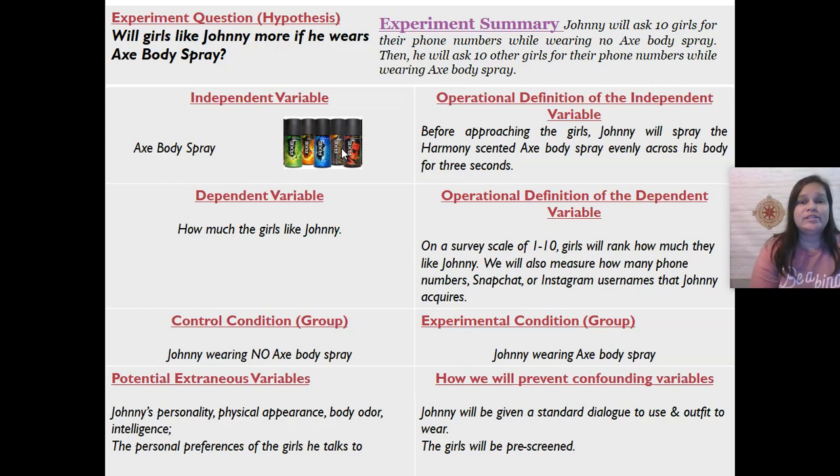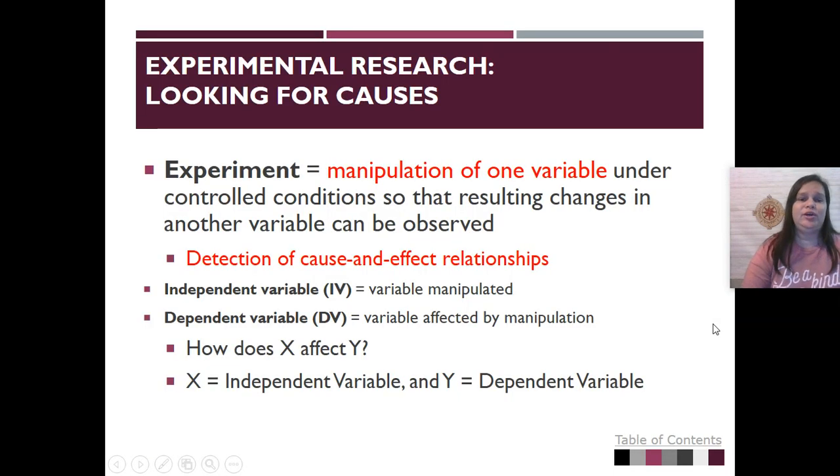We're also going to measure exactly how many phone numbers he got, but this is 2020, so girls may not give out their phone numbers. So maybe if they gave out their Snapchat info or their Instagram username or their TikTok address or anything like that, we would count that as them liking Johnny. So we are clarifying how we will measure our dependent variable. We'll get to the other stuff that's on this page a little bit later in the video.